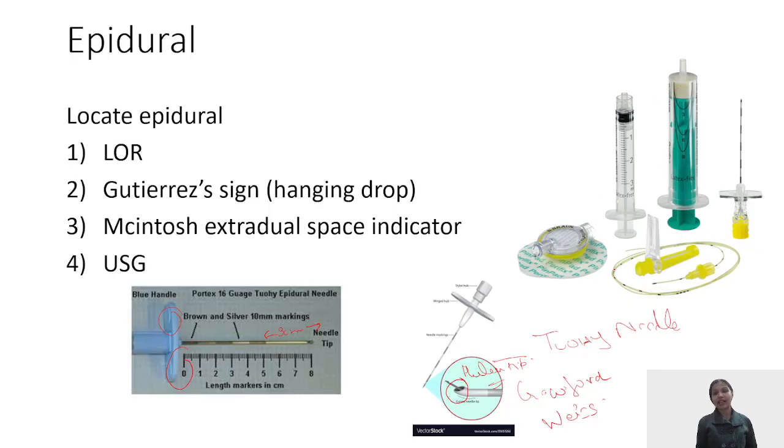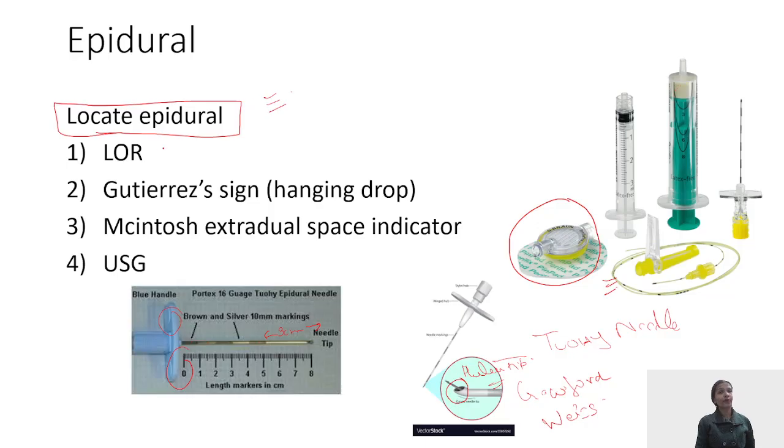Epidural set has a catheter, and this is a filter also which is present in order to prevent the bacteria or the dust from entering the epidural canal. The techniques which are used to locate the epidural space are asked.